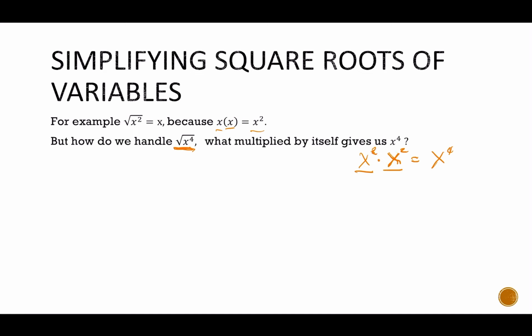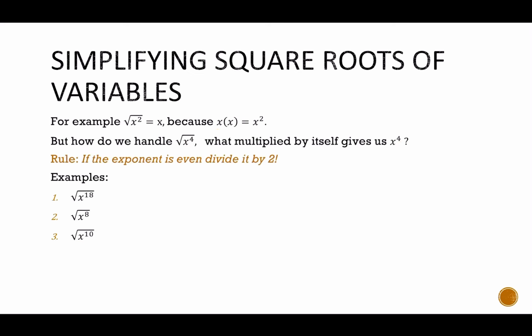So this pattern actually repeats itself. Notice how I divided 4 in half into 2, right, to undo the square root. So the rule is if the exponent is even, you divide it by 2. So the square root of x to the fourth is x squared. The square root of x to the sixth is x cubed. The square root of x to the 20th would be x to the 10th because x to the 10th times x to the 10th gives us x to the 20th.